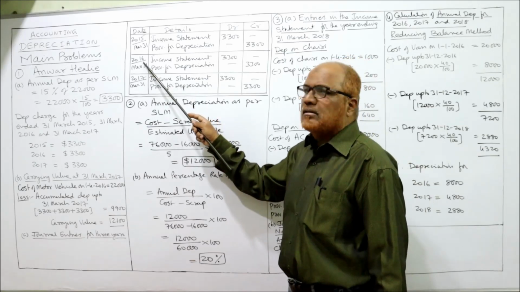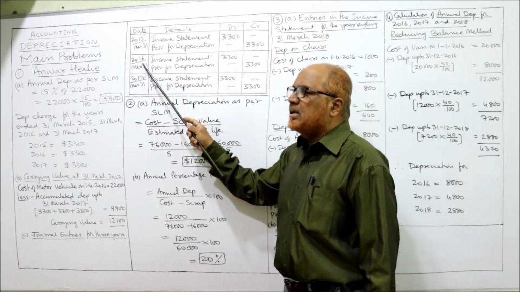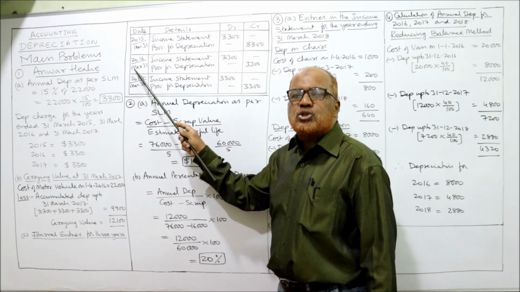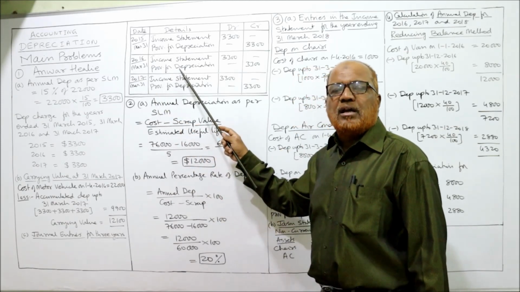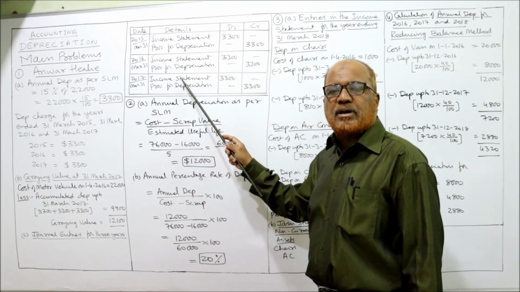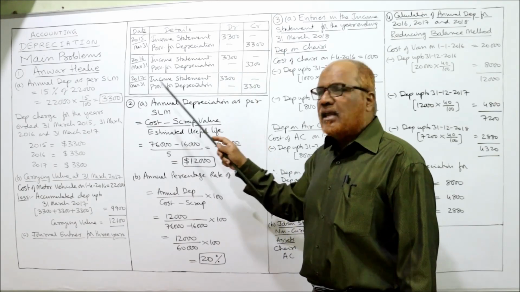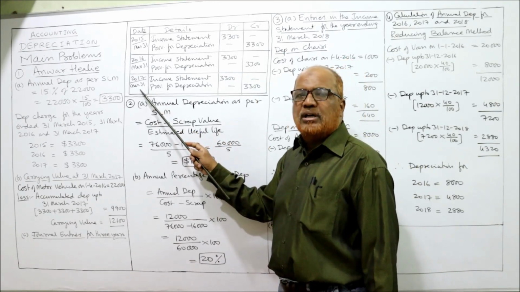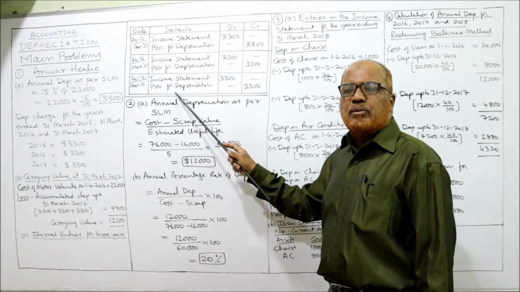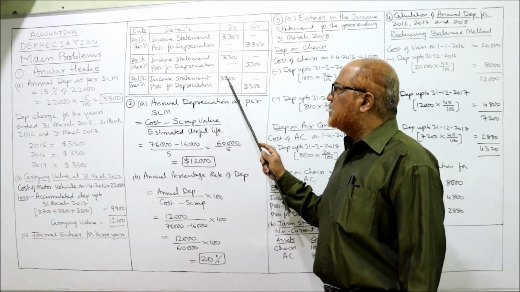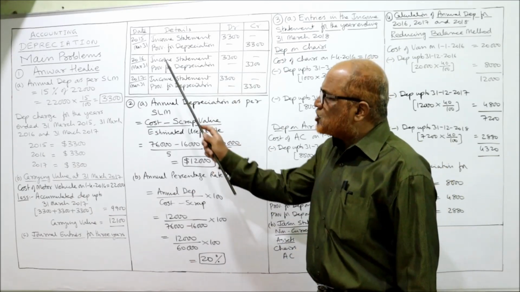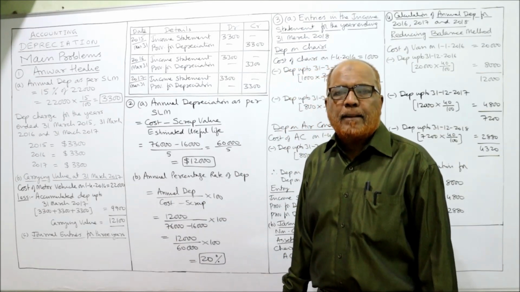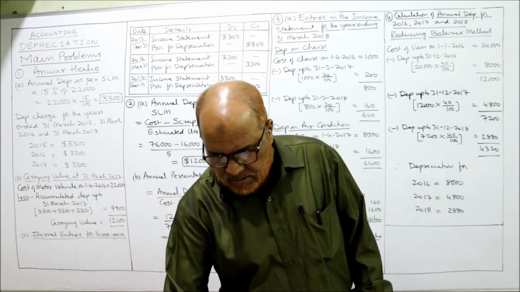Same entry for second year, next year. Next year is 16. After 15, it is 16. So 31st March 2016. Again same entry, income statement debit, provision for depreciation credit. Same 3,300. Next year 2017, March 31st. Same income statement debit, provision for depreciation credit, 3,300. That's all. First problem completed on depreciation main problem. Now, second problem.